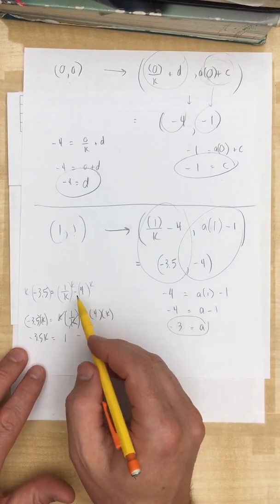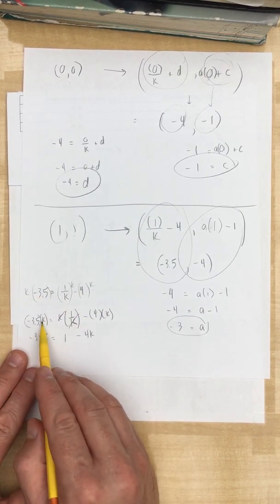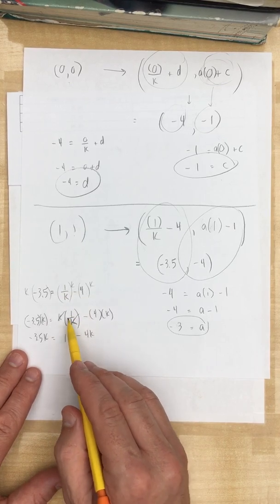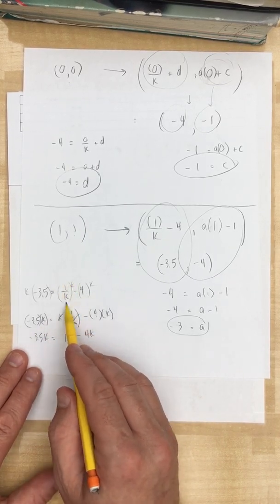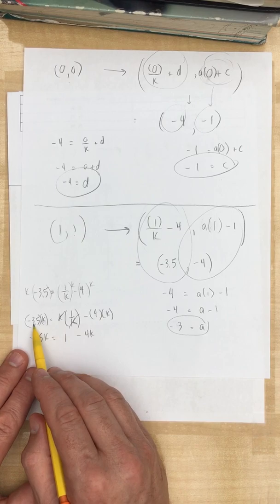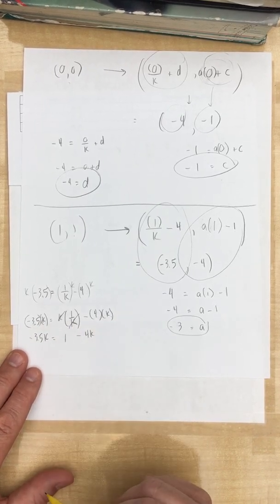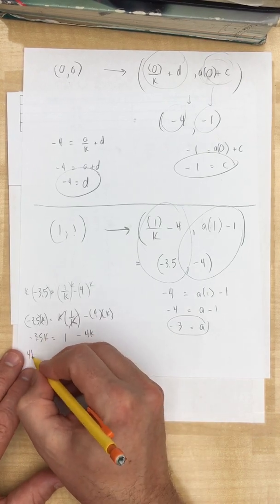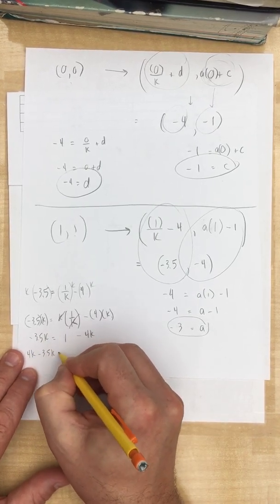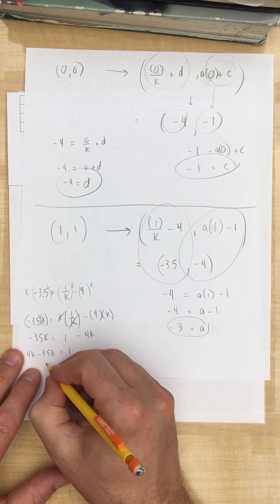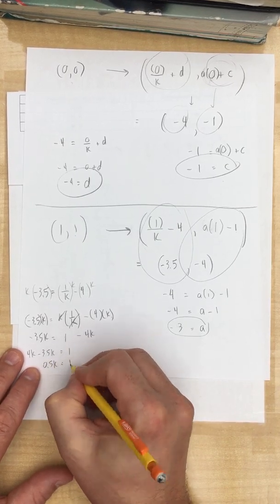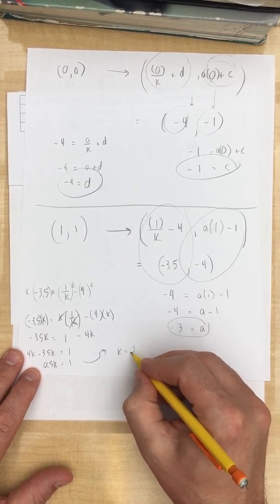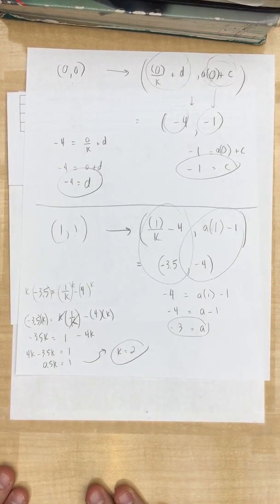I'm solving this equation. So I multiply everybody by k. I multiply this term by k, this term by k, this term by k. I do it so that the k's cancel out in this fraction part. And now we've got k's only in the numerator, and then we've got a constant 1. Bring the 4k over here, so it becomes 4k minus 3.5k equals 1. 0.5k equals 1. K is equal to 1 over 0.5, or 2. So we get a k value of 2.